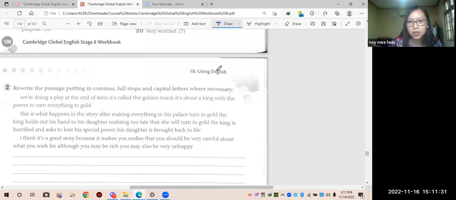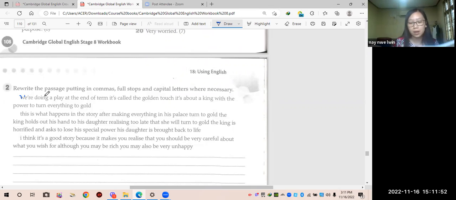Okay, so there's punctuation again, right? Rewrite the passage, putting in commas, full stops, and capital letters when necessary. Okay, let's do this together. So the first thing we have to do is write this one in capital letter, right? So we are doing a play at the end of the term. It is called The Golden Touch. It is about a king with the power to turn everything to gold.